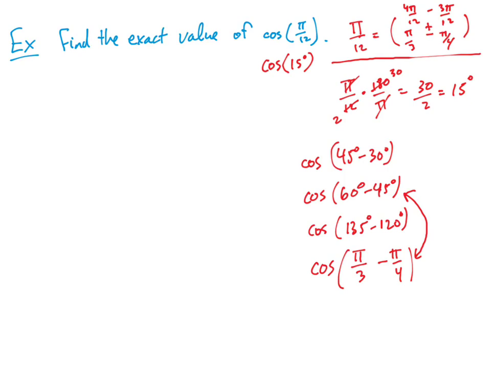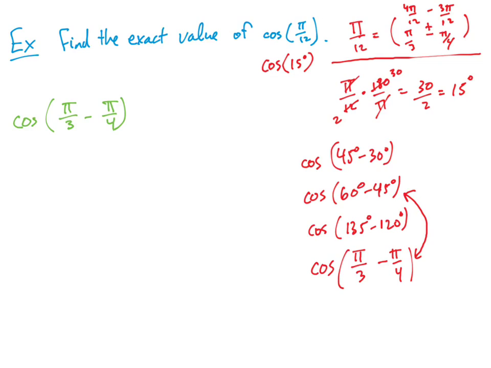What matters is we come up with two angles that can subtract or add to either pi over 12 or 15 degrees. All right, so cosine of, I'm going to use what we came up with in radians.